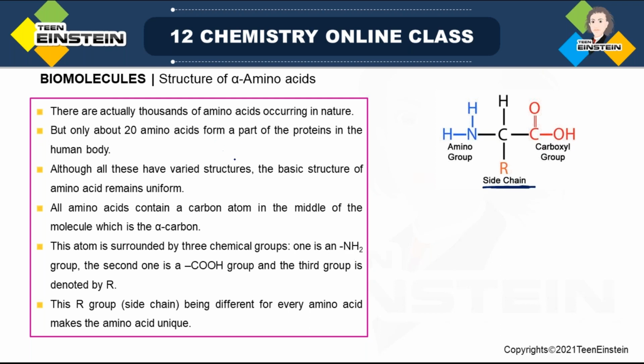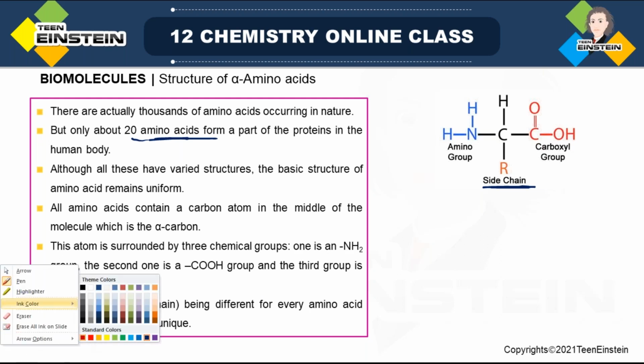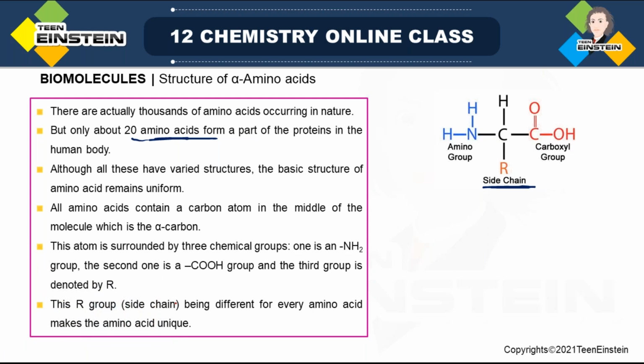There are actually thousands of amino acids that can occur in nature, but we are interested only in 20 alpha amino acids that form a part of the protein in the human body. Only these 20, not any other amino acid. Although all these have varied structures, the basic structure remains uniform. You can see on the right hand side the basic structure: there will be one amino group that is fixed, one CO2H group that is also fixed, and H is fixed. Only the side chain R will vary.